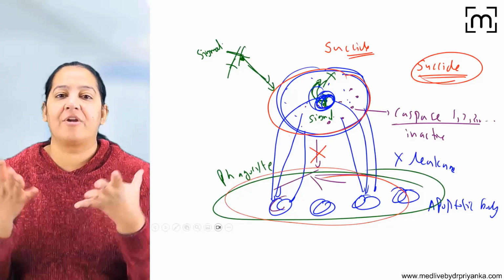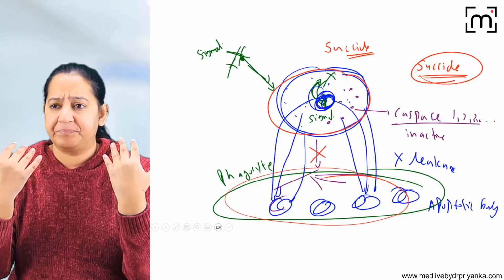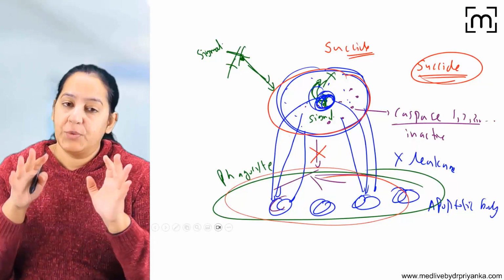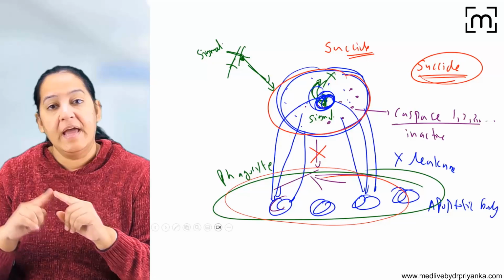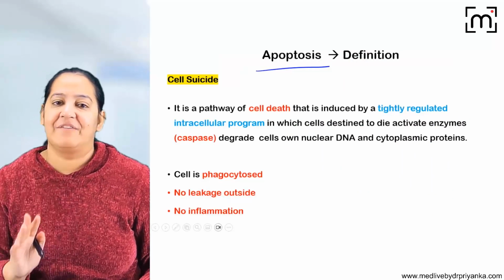But in necrosis, the cell will rupture. Everything will leak out, so it will stimulate the inflammatory system. Inflammation will take place. So here inflammation is absent, it's silent. And there in necrosis, inflammation is present, it's active. How many of you got it? So this is the definition.